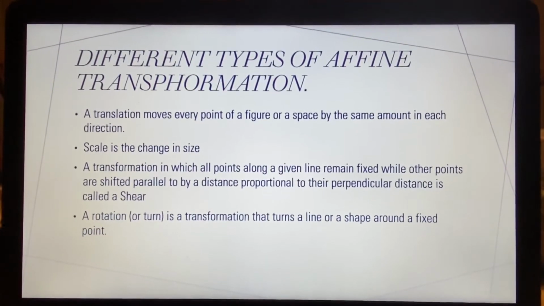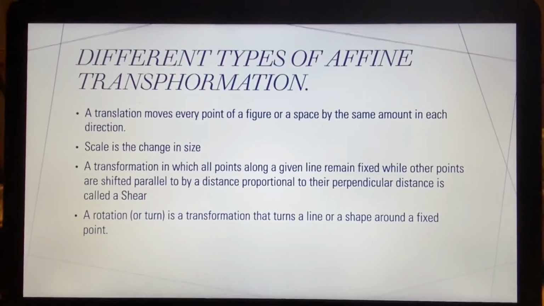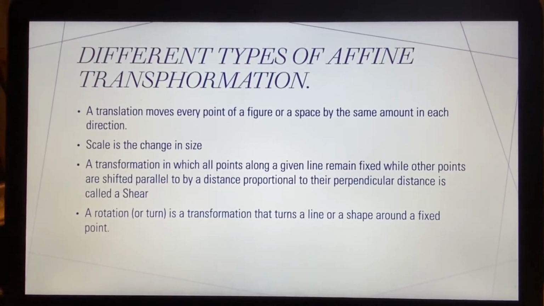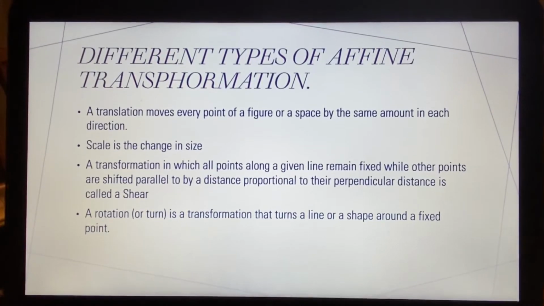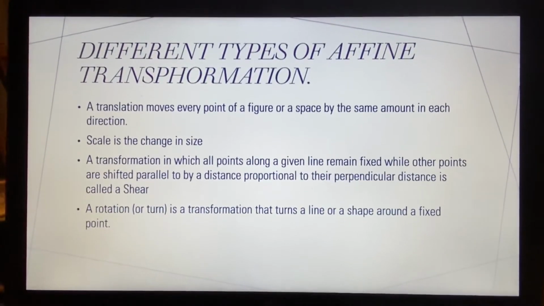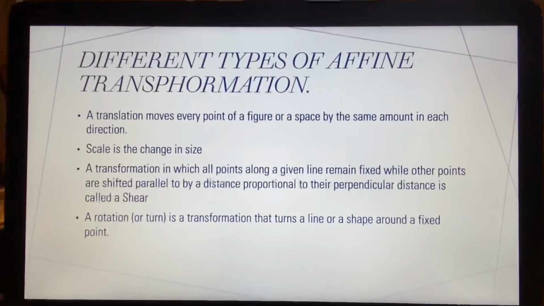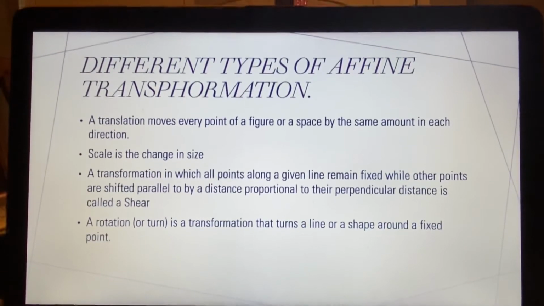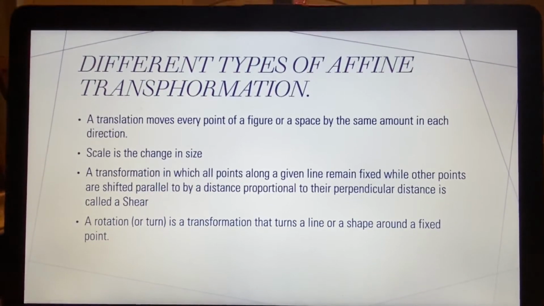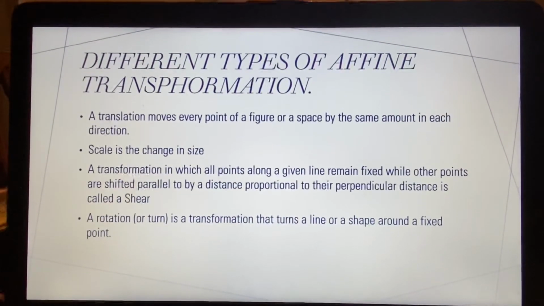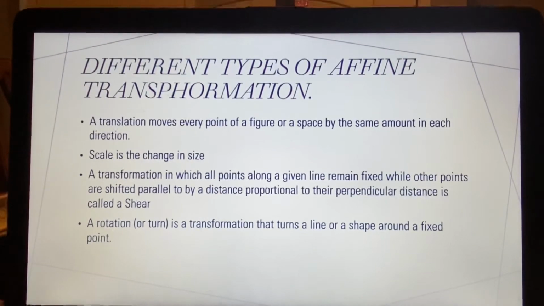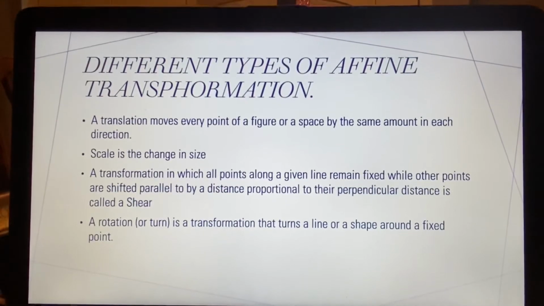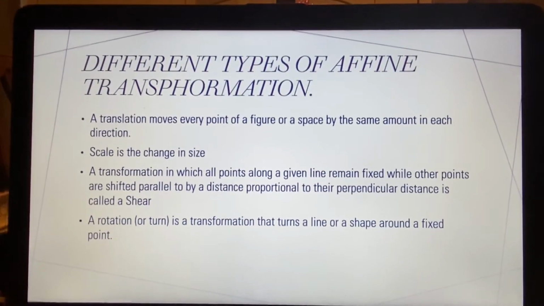A transformation in which all points along a given line remain fixed, while other points are shifted parallel by a distance proportional to the perpendicular distance, is called a shear. Now, a shear is a bit more complicated, but still a bit simple. You're basically just changing the overall form of the figure. Think of turning a square into a rhombus, but you keep all the sides the same length. Again, that's how the parallel lines stay the same, and all the general points are the same as well.